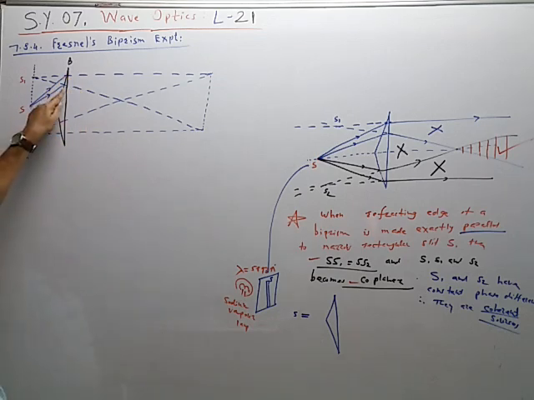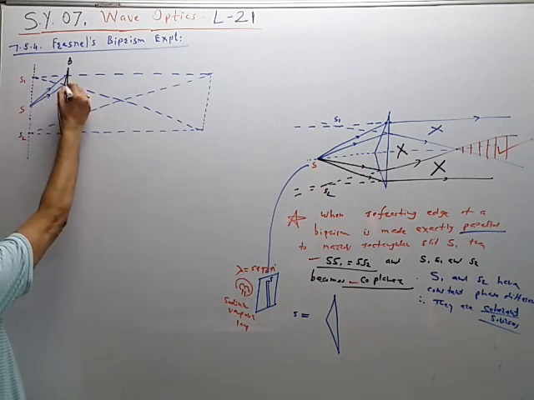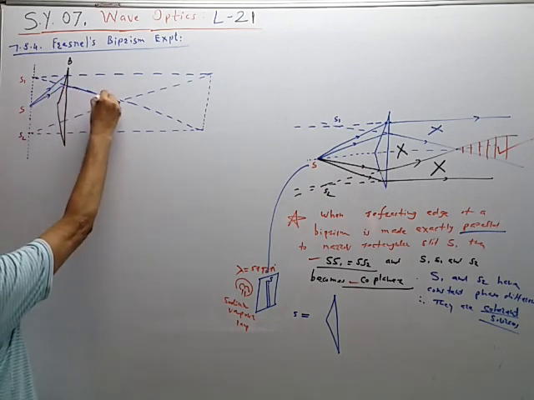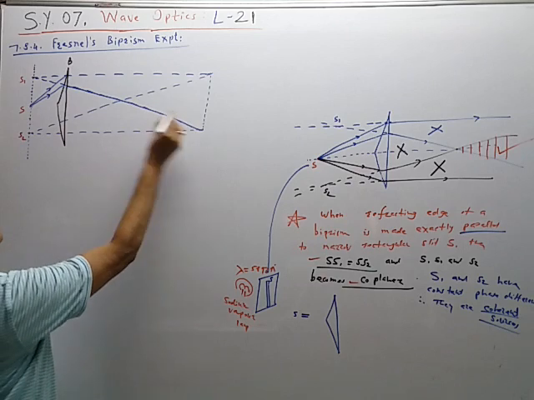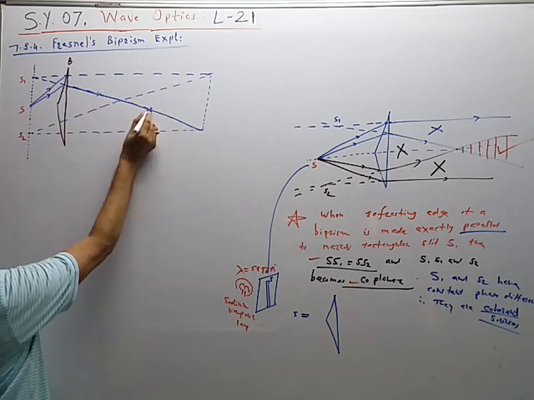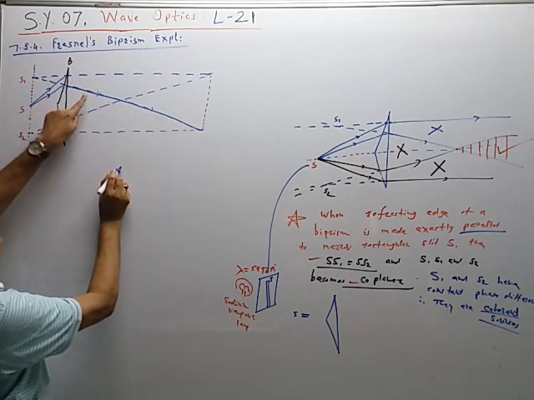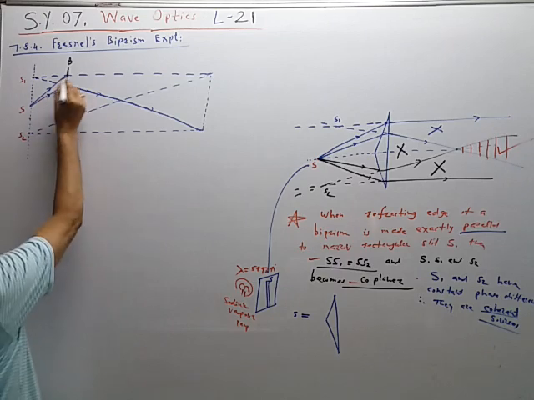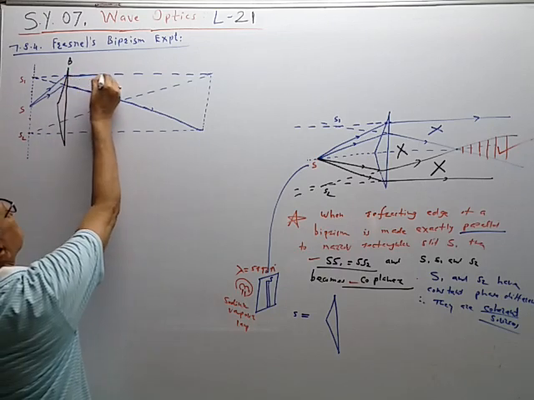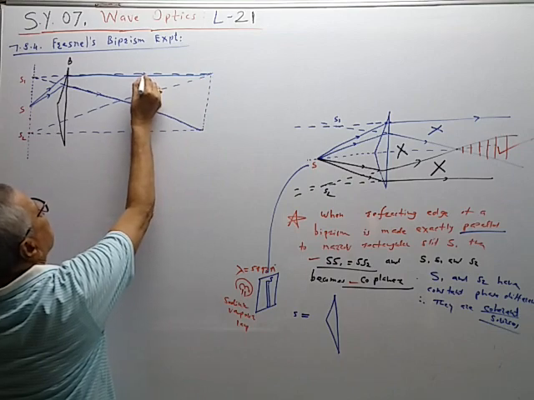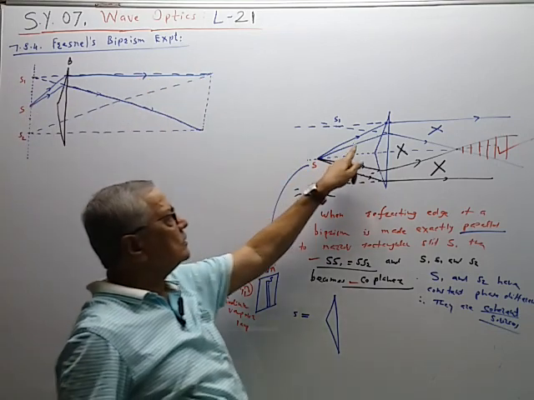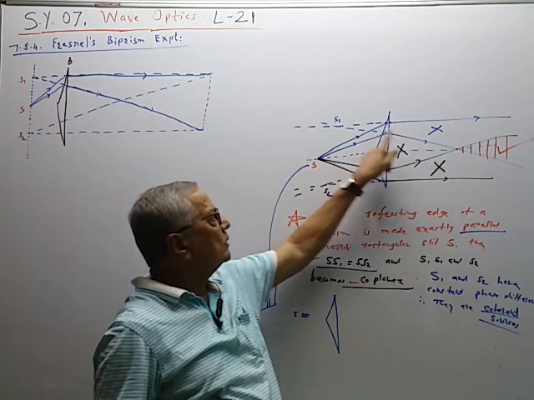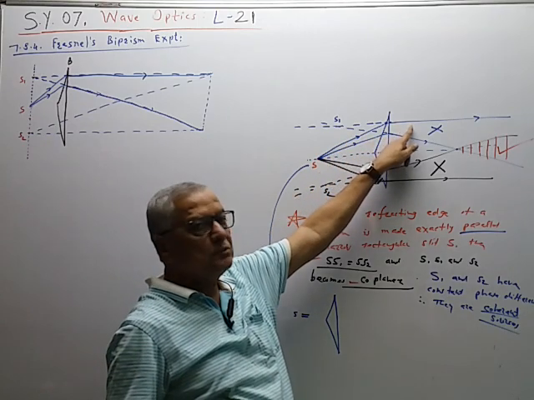So these rays will go in the direction of refraction. First incident ray, first emergent ray. Second incident ray, second emergent ray. First incident ray, first emergent ray. Second incident ray, second emergent ray.